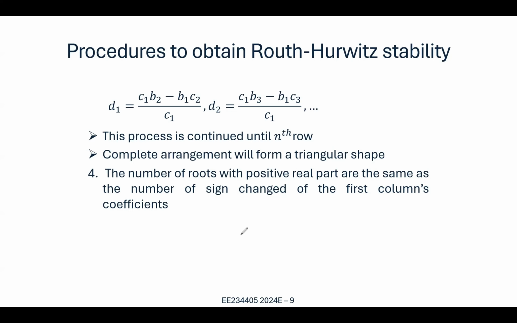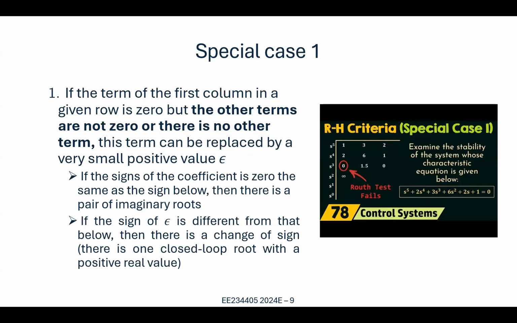Okay, so that would be the procedure to obtain the Routh stability. There are two special cases. Special case 1 here is if the term of the first column in a given row is 0, but the other terms are not 0, or if there is no other term, this term can be replaced by a very small positive value epsilon.